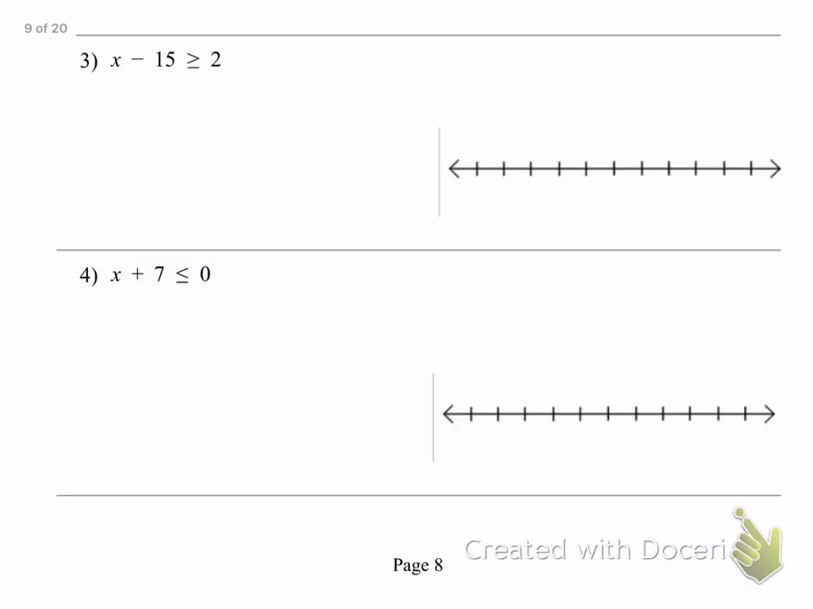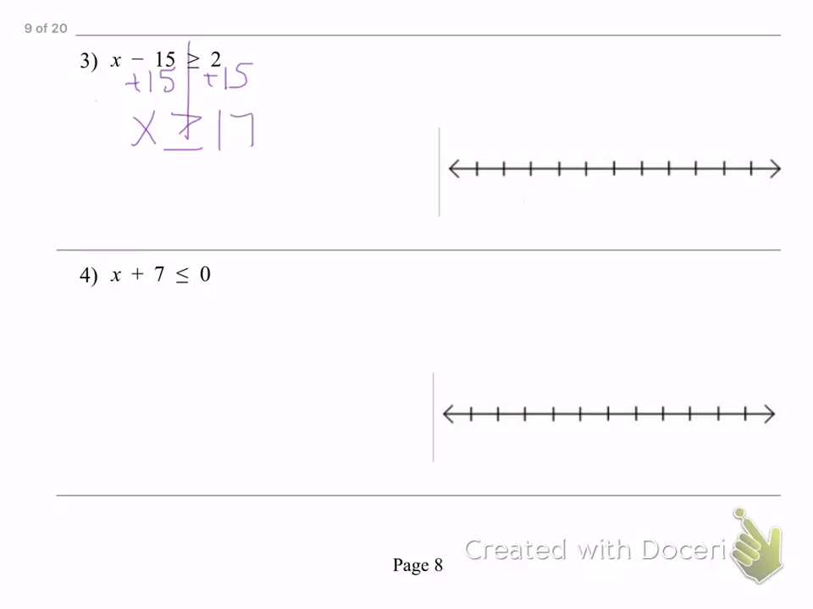So we have 2 more problems that we're going to talk through. We have 3 and 4. So we have to move over this 15. You're going to do so by adding 15 to both sides. So we have x is greater than or equal to 17.